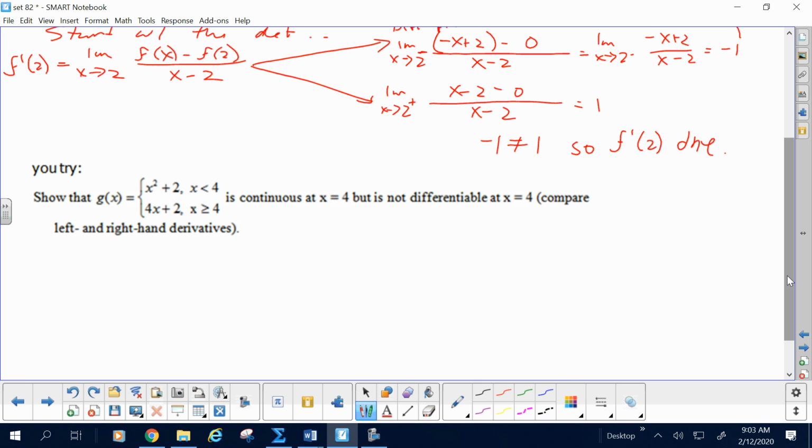Try this one on your own or with your math amigos, and we'll go over it. This does take practice. I'll put a few extra practices on to be good. You're doing two things, showing it's continuous, then showing it's not differentiable.